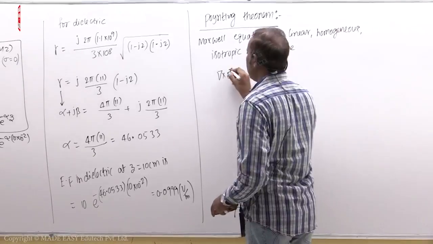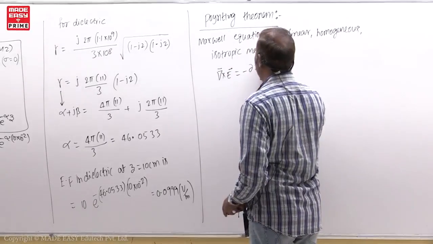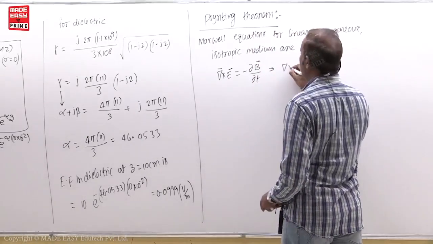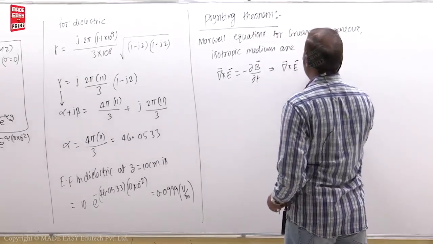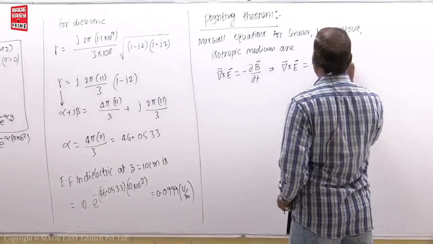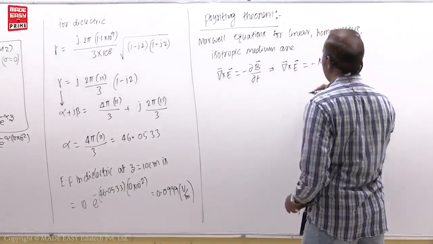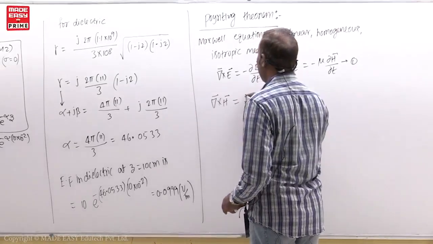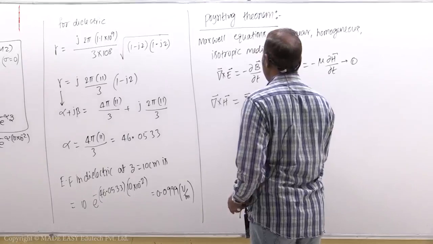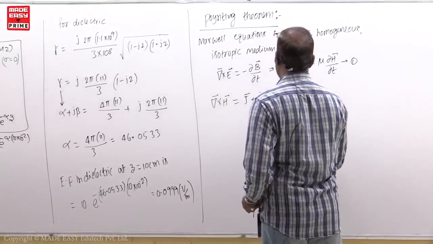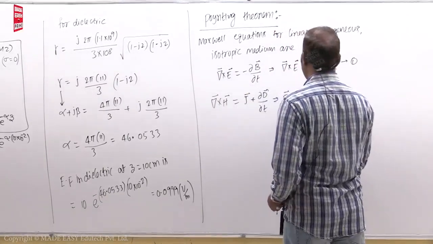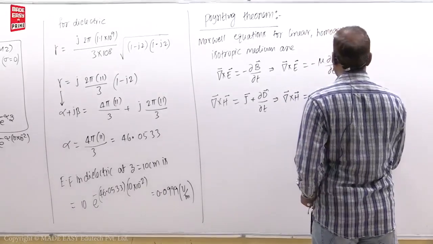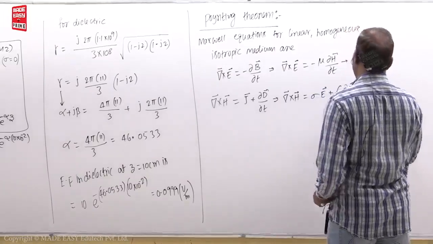Del cross E is equal to minus of dou B by dou t. Actually, B bar is equal to mu into H. So del cross E is equal to minus mu into dou H bar by dou t, equation number 1. Now del cross H, second equation, is J bar plus dou D bar by dou t. So del cross H is equal to, J bar is sigma E bar, D is equal to epsilon E, so sigma E bar plus epsilon dou E bar by dou t.